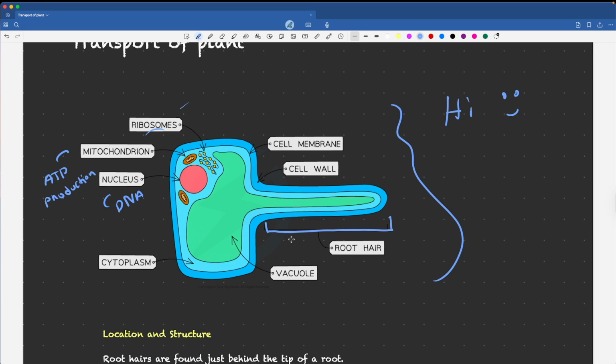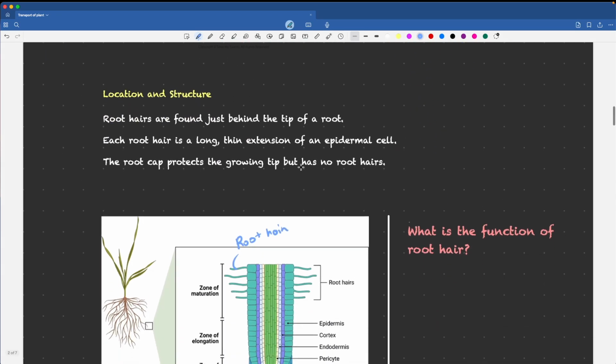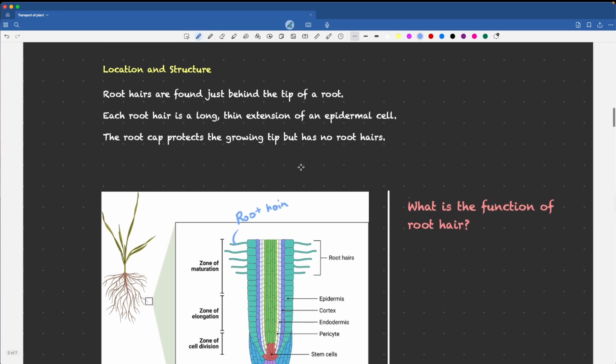We have root hair, our fundamental concept for today. We have cell wall and cell membrane. We all know the function of cell wall and cell membrane. Let's look at this diagram very carefully. This is a diagram of a root. As you can see, root hairs are found just behind the tip of a root. A root hair is just a cytoplasmic extension, a thin extension, of an epidermal cell.